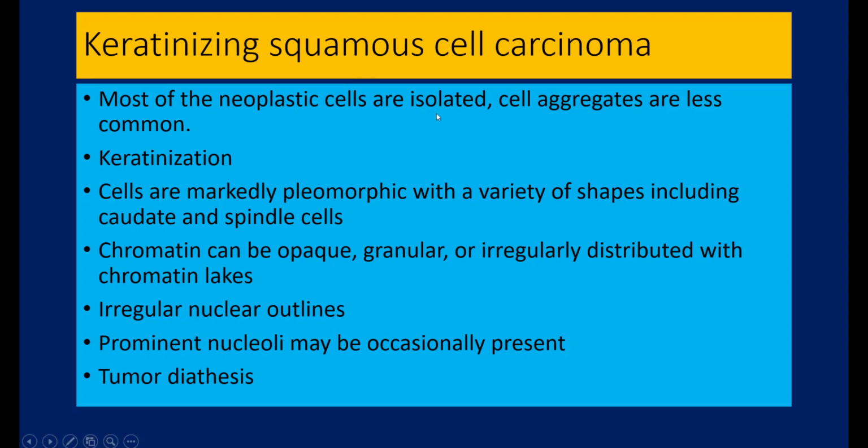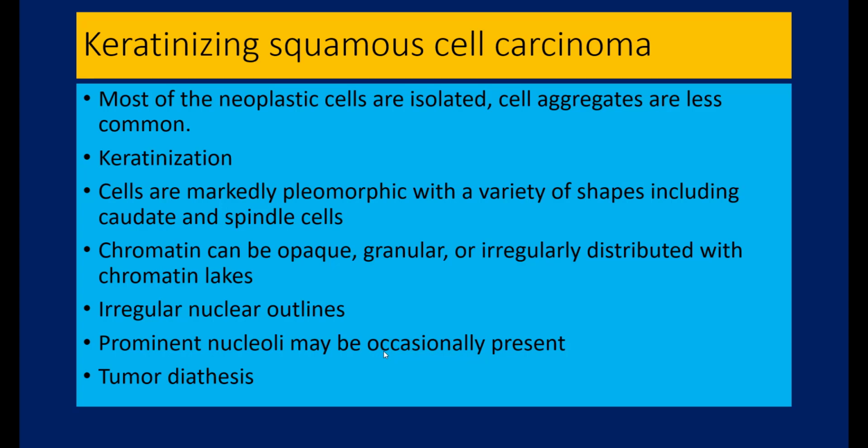In keratinizing, isolated cells are more in vogue. Of course, there is keratinization. That's why it's called keratinizing squamous cell carcinoma. The cells can be markedly pleomorphic, and they show a variety of shapes, and those very well-known caudate and spindle-shaped cells, tadpole cells, all these are commonly seen in keratinizing squamous cell carcinoma. The chromatin may be opaque, granular, irregularly distributed. Chromatin lakes can show irregular nuclear outlines. Prominent nucleoli may be occasionally present. So you may find occasional nucleoli in keratinizing squamous cell carcinoma. Don't forget that. You can see them much more commonly in the non-keratinizing type.